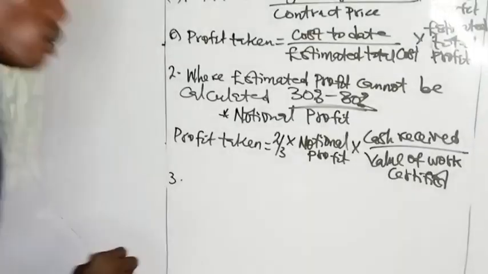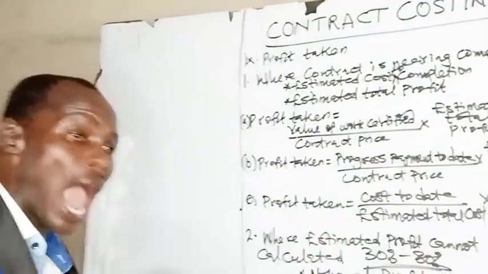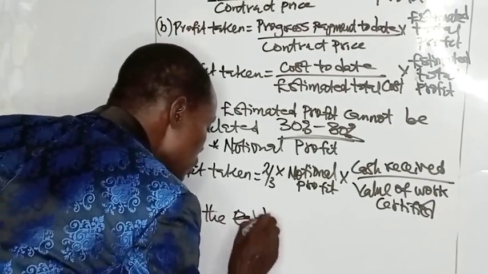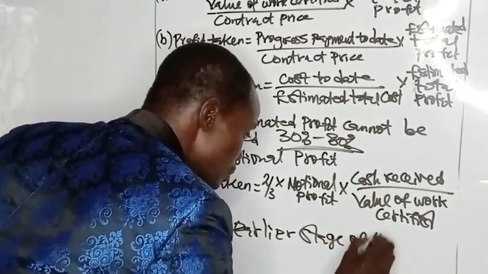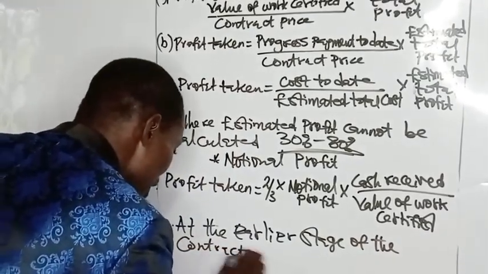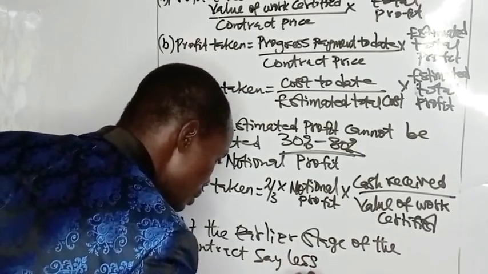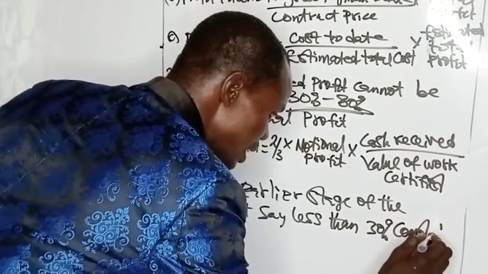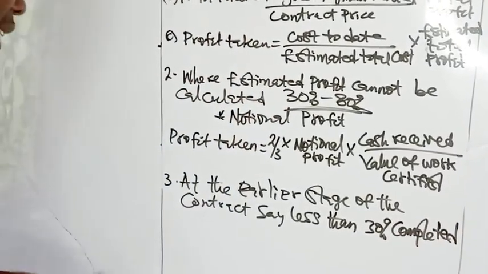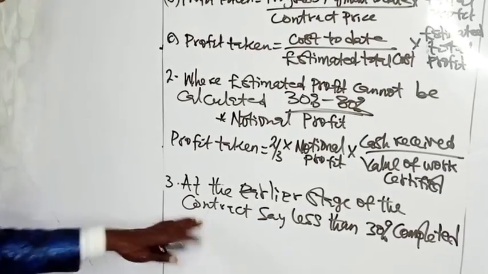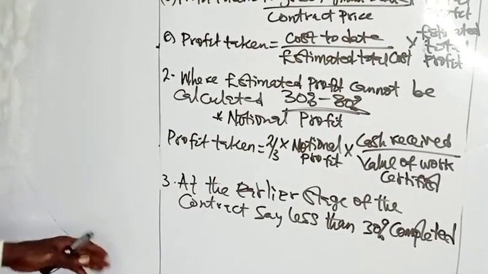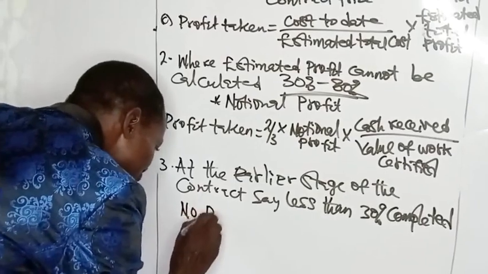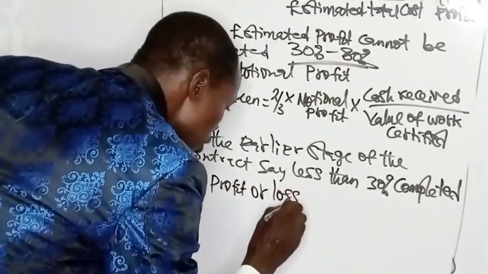Number three, where the contract is just at the earlier stage of the contract, say less than 30% completed. The contract is just at the beginning. So in this case, you cannot know cost to completion. That means you cannot determine the estimated profit. So the contract is just starting. So in this case, no profit or loss should be recognized.